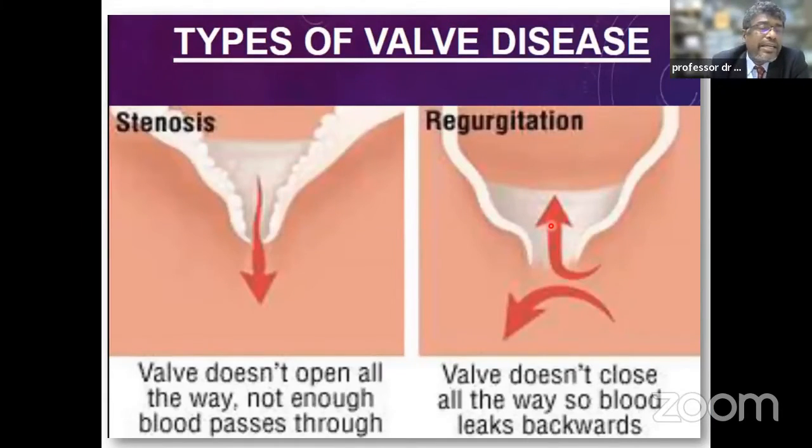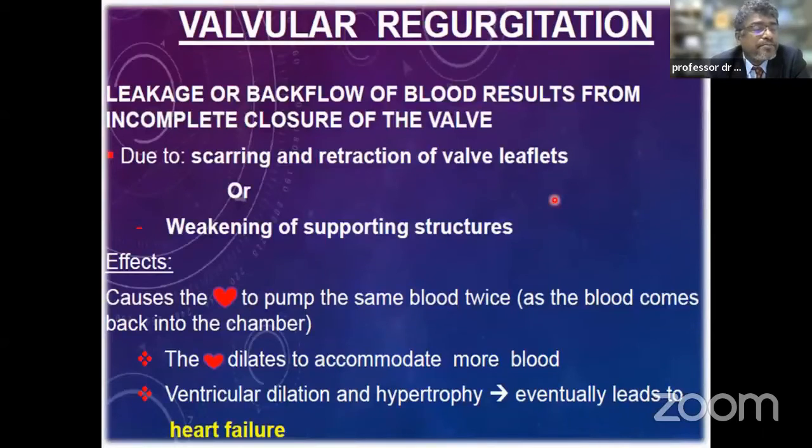So this is the stenotic type of lesion, that is narrowing of the valves. So there is obstruction of the flow from one chamber to the next chamber, a hindrance to the flow. And in regurgitation, there is leaking of the blood from the next chamber back to the previous chamber. The regurgitation type means there is a leaking of the blood.